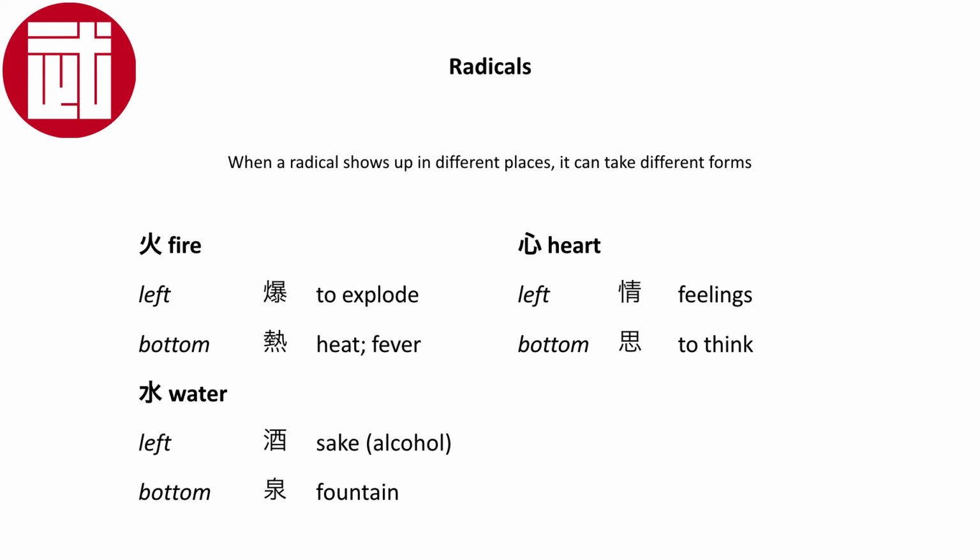Now here's something that can get confusing. Here are 3 different characters for fire, heart, and water. Now notice, when the character shows up as a radical on the left, it takes a different form than when it shows up as a radical on the bottom. Do you see the difference?